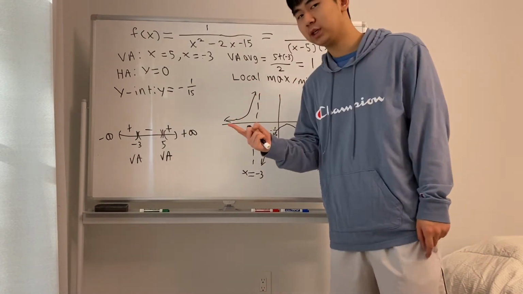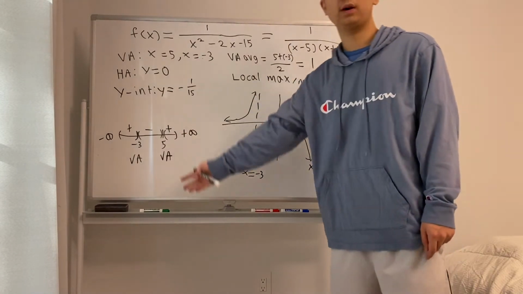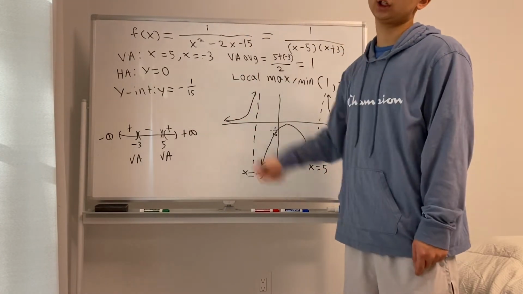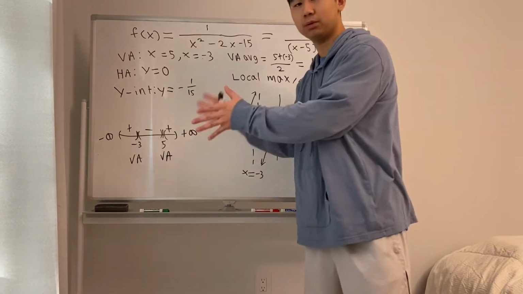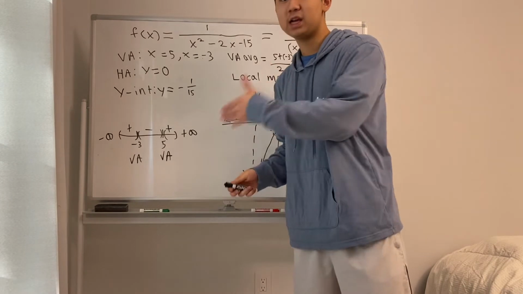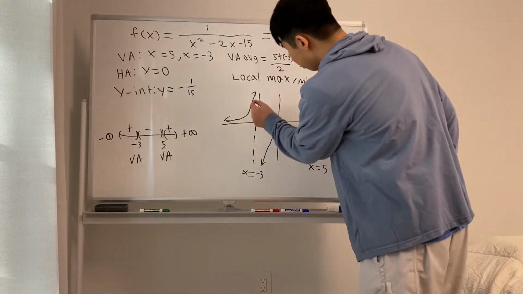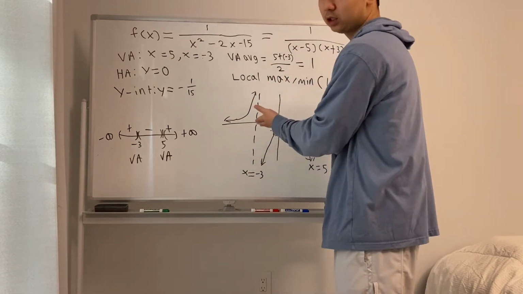One way is transformation, so you would create a parent function of this reciprocal function, 1 over x, and then you would create another table and apply all the transformations to that table, and then you could just plot the points out and graph, and it would look exactly like this.